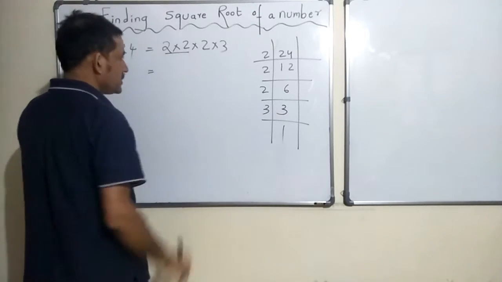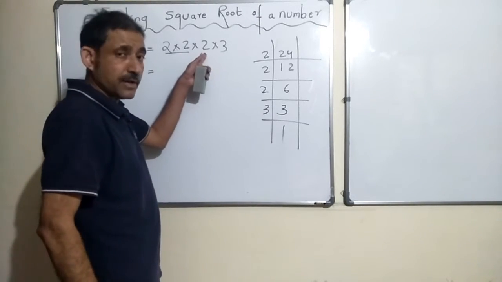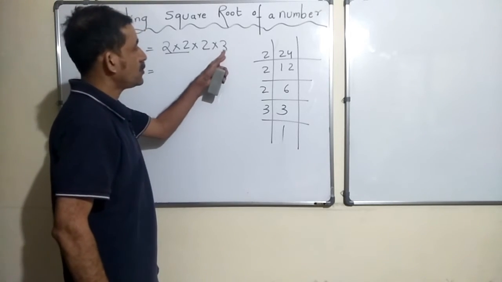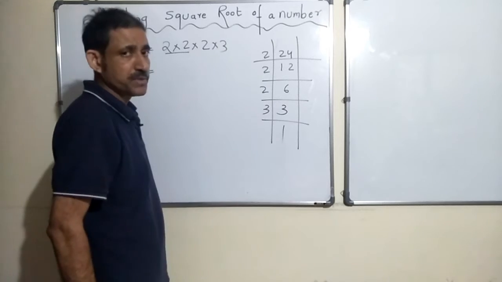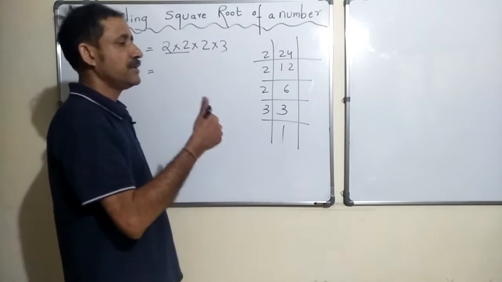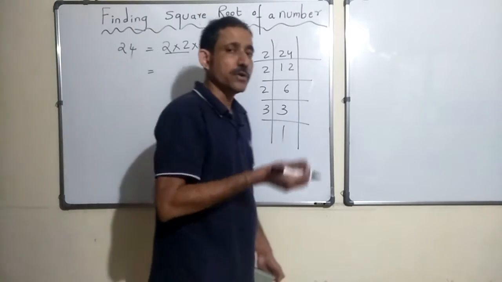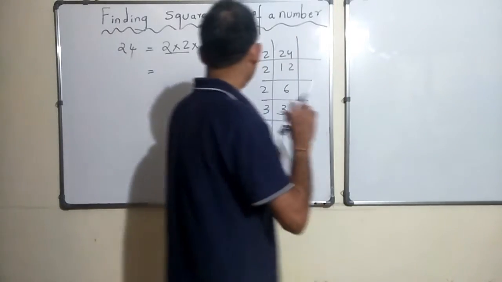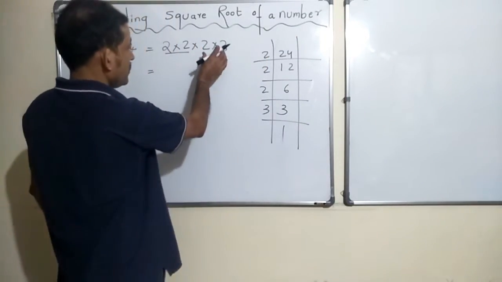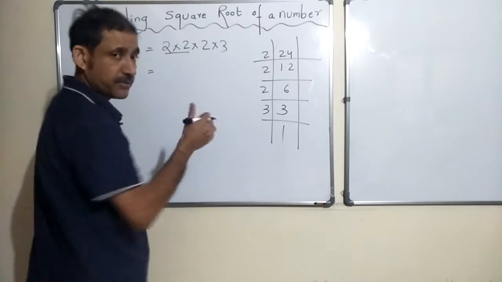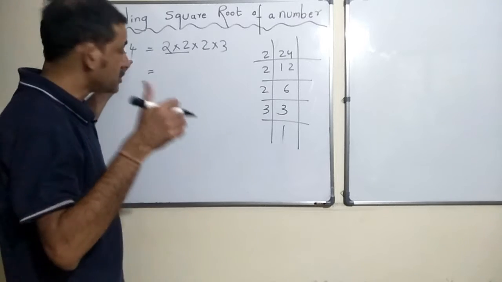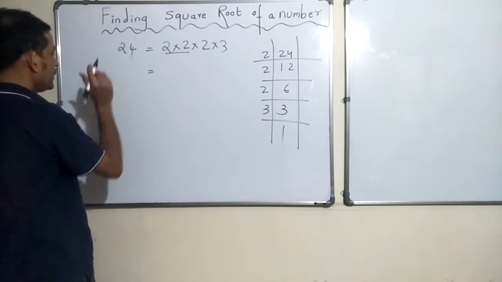So I group this, but then I don't have another 2 to group this 2 with, nor do I have another 3 to group this 3 with. So that is where this method will not work. You cannot find the square root of 24. And if you see, 24 is also not a perfect square, right?